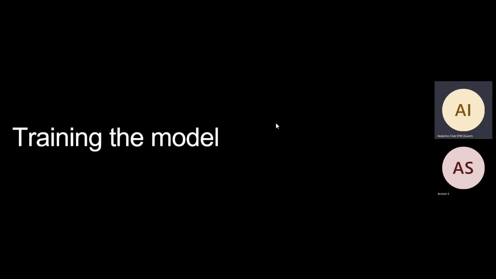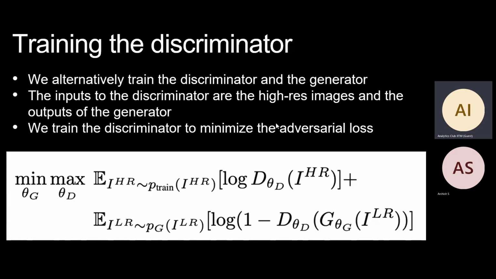So now we are coming to training the model. When we are training the discriminator, we simply care only about the adversarial zero sum game loss function. So we'll just try to maximize this. Like other GANs, we train the GAN network by using alternate training. So we alternately train the discriminator for a particular number of epochs, and then we train the generator for a particular number of epochs.